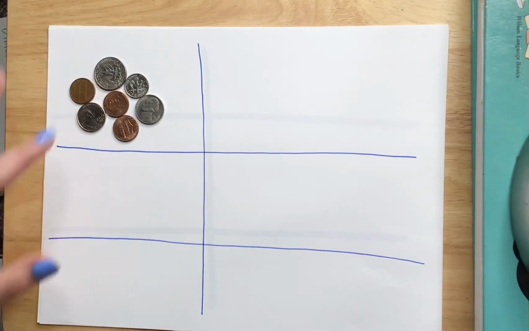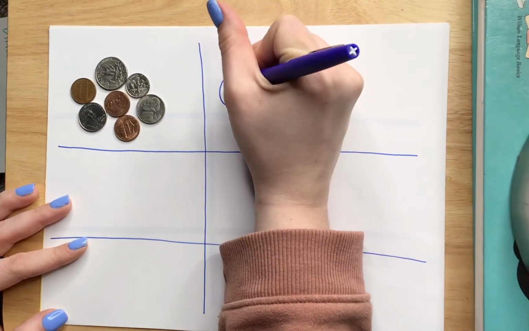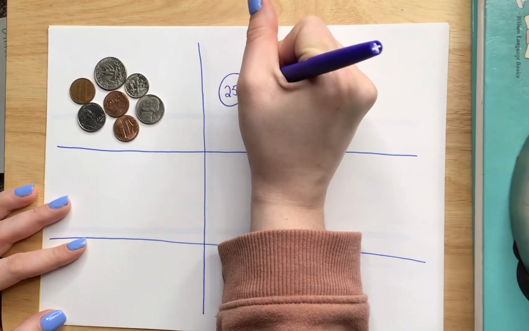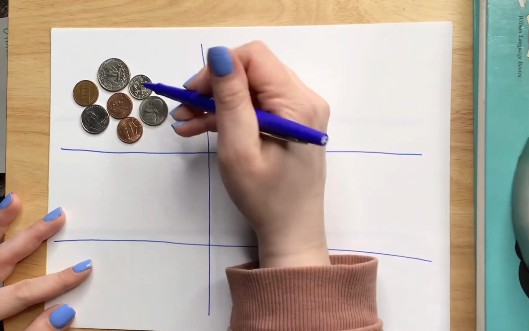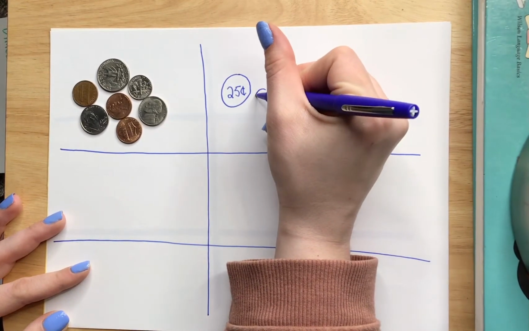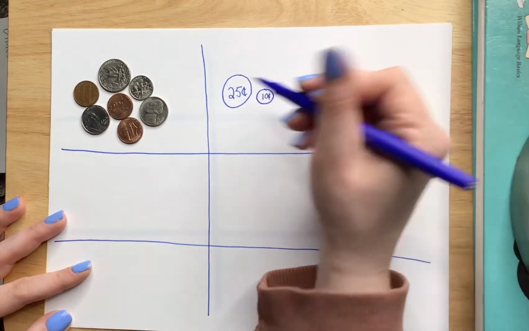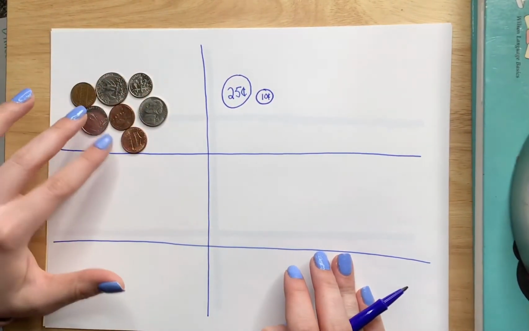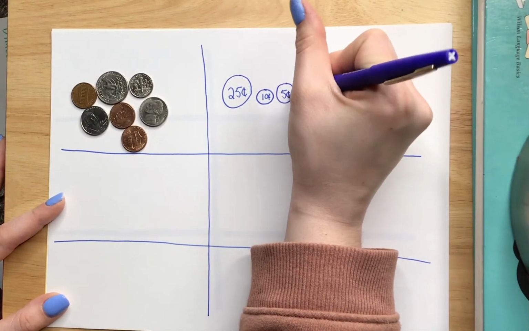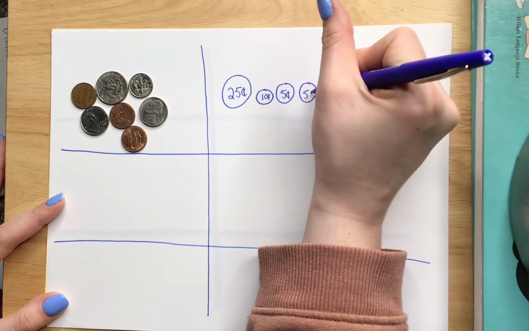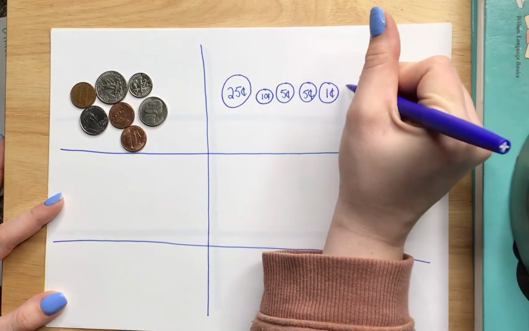So I see 1 quarter. So what I'm going to do is draw a quick circle and write the value inside of that circle. So I have 25 cents, and that accounts for this quarter right here. So then next we have a dime, because that's the second highest amount. We have a dime worth 10 cents. I'm going to go ahead and draw that in here as well. So then we've taken care of these 2 coins, and we have 2 nickels left. So I'm going to go ahead and draw 2 nickels worth 5 cents. And then we have 3 pennies worth 1 cent.